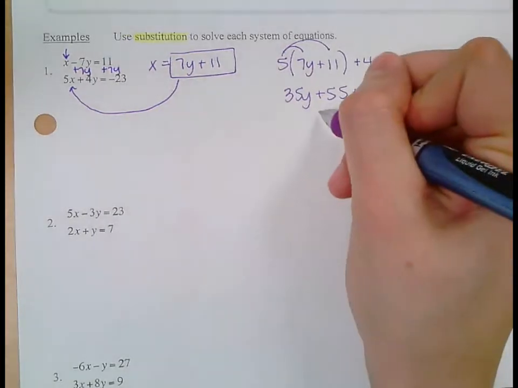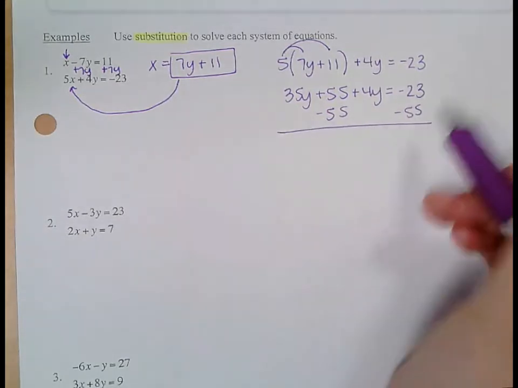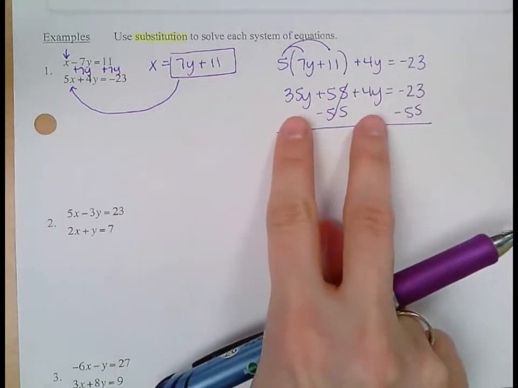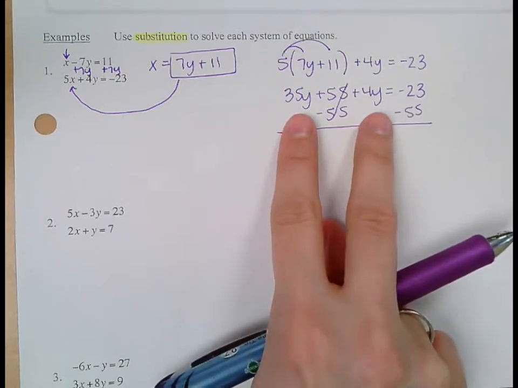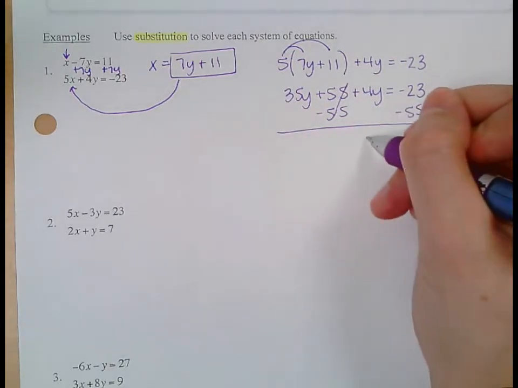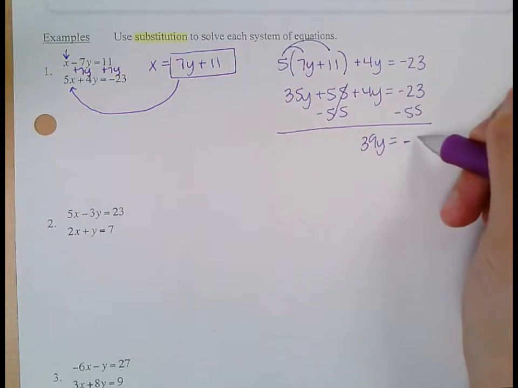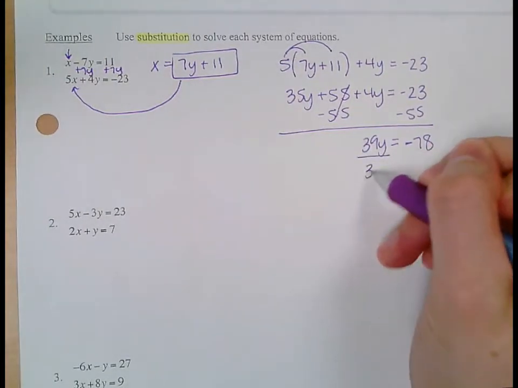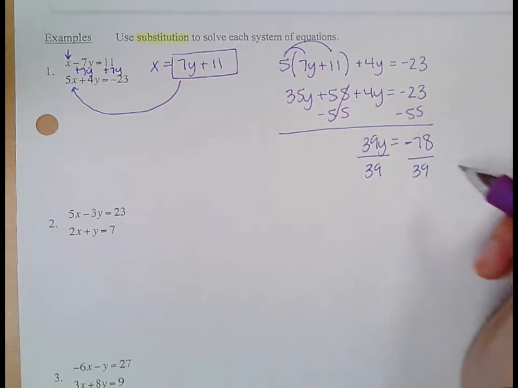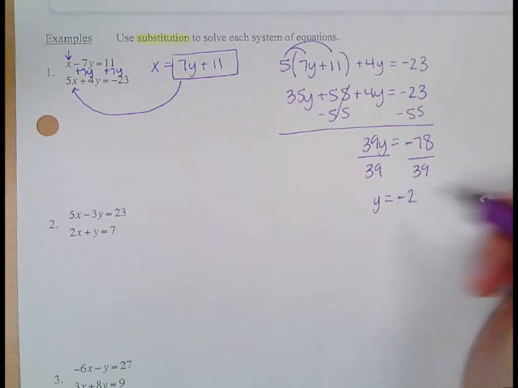I could subtract 55, and actually I'm going to combine a couple of steps here. Subtract 55, and then the two terms I have left on that left side are both y terms. I can combine them. So 35y and 4y combine to be 39y. And then I have negative 23 minus 55, so negative 78. And then divide by 39 to get y is equal to negative 2.